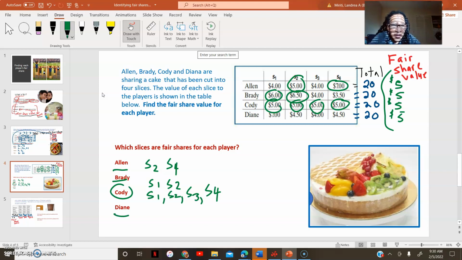And then for Diane, what's above $5 here? Only one slice, slice 1. So if we were sharing this cake and those 4 slices, the only piece that would be a fair slice for Diane to get would be slice 1, while Alan may be slice 2 and slice 4, and so forth. And Cody would be happy with any of those slices. Any of those would be fair for Cody.